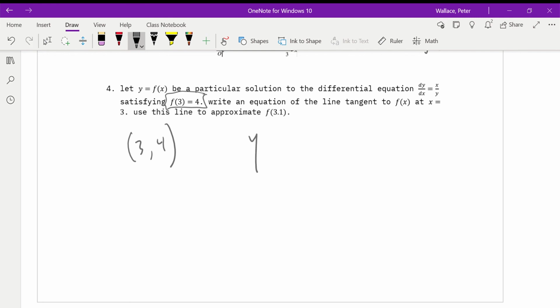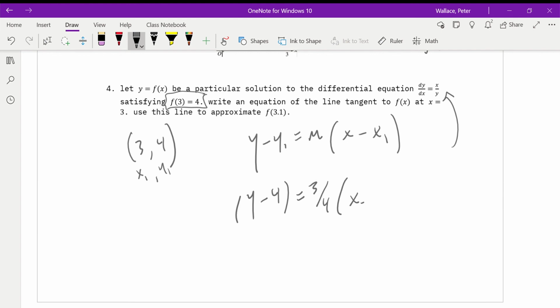So we're probably going to want something that's in our point slope form. So we've got our x1 and our y1 points. All we need is our slope. So how can we find the slope at a specific point? Well, we've been given a really helpful differential equation which says our slope at a point is actually just equal to x over y. We have our x and we have our y, so we're kind of done. Y minus 4, because that's our y1 point, equals 3 over 4 as specified by our differential equation, x minus x1, which is 3. So that's our point slope form.